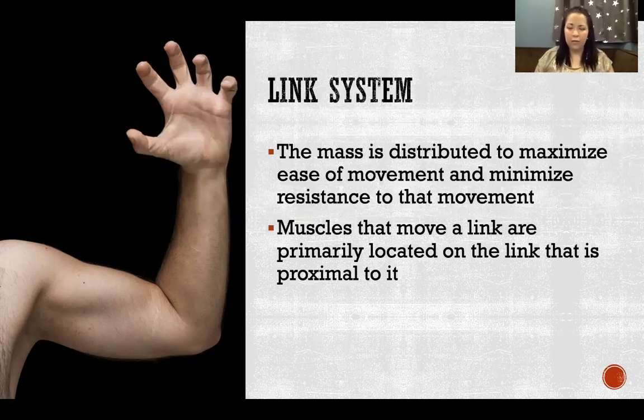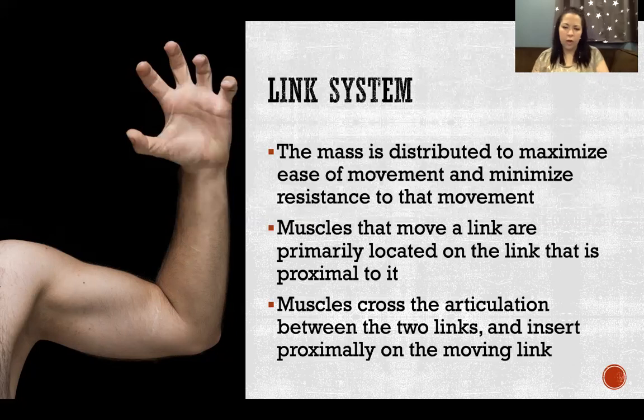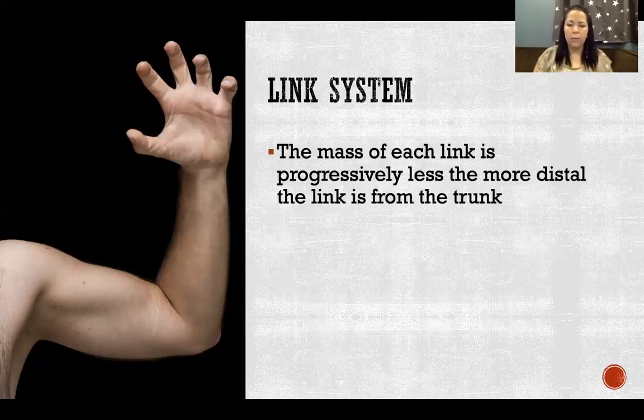And what that does is it makes it so that the whole limb tapers so that the concentration of mass is more proximal in each segment and of the whole limb. So muscles cross the articulation between the two links and insert proximally on the moving link. So we're keeping more mass, the muscle mass, on the proximal part of the limb instead of more distally. The mass of each link is progressively less the more distal the link is from the trunk.